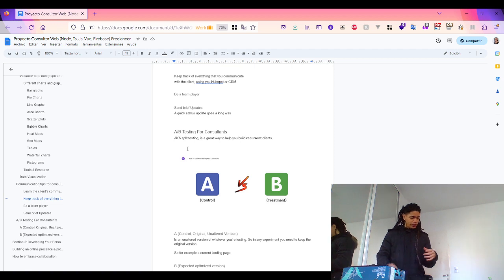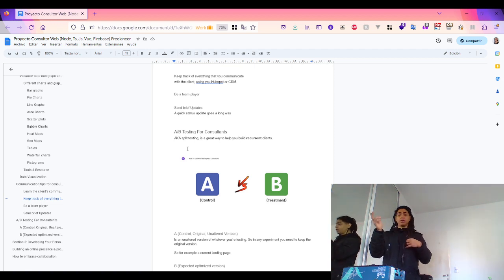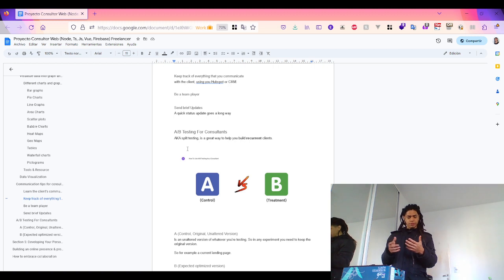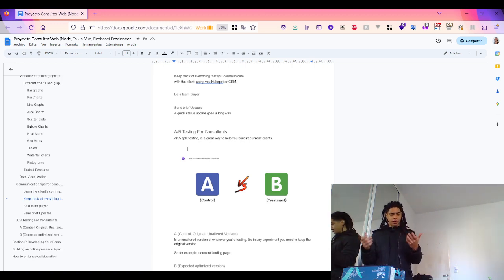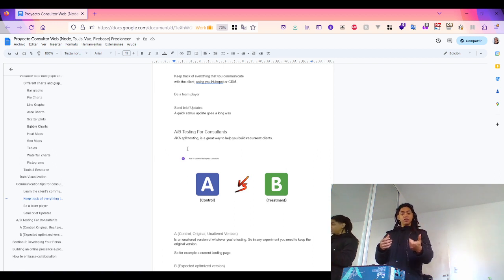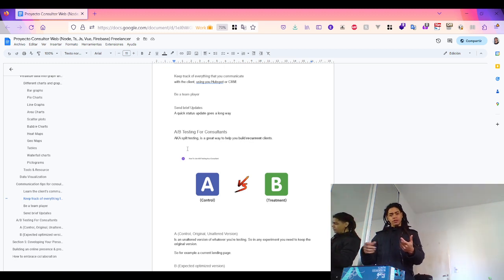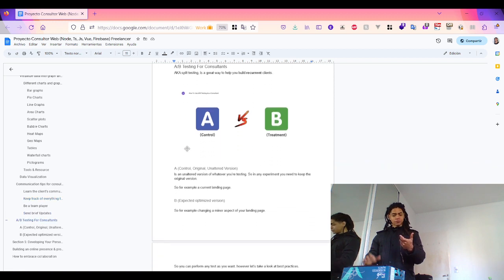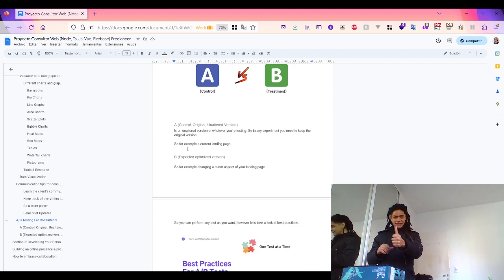So if you want to build recurring clients, which is the holy grail of business, A/B testing will allow you to do that. So this A/B testing, after all, means you have the A, the unaltered version, the original version of your test, and B, the treatment or the expected optimized version. And you can do as many tests as you want. However, a best practice here to save you a lot of pain, trouble, money and time is to do one test at a time.